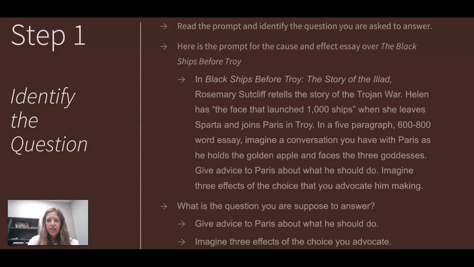Okay, so our question there is, what choice should Paris make? Should he choose Aphrodite? Should he choose Hera? Should he choose Athena? And then this is a cause and effect essay, so I'm going to have to discuss the effects of that choice, right? So really I am doing a cause and effect essay inside a persuasive essay. And so I'm trying to persuade Paris to choose one of those options, and then I'm giving him some evidence, some effects of that choice.